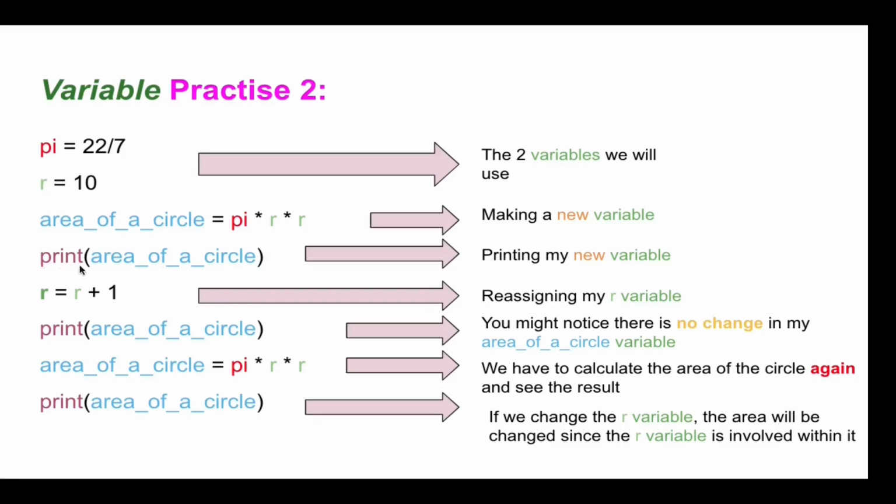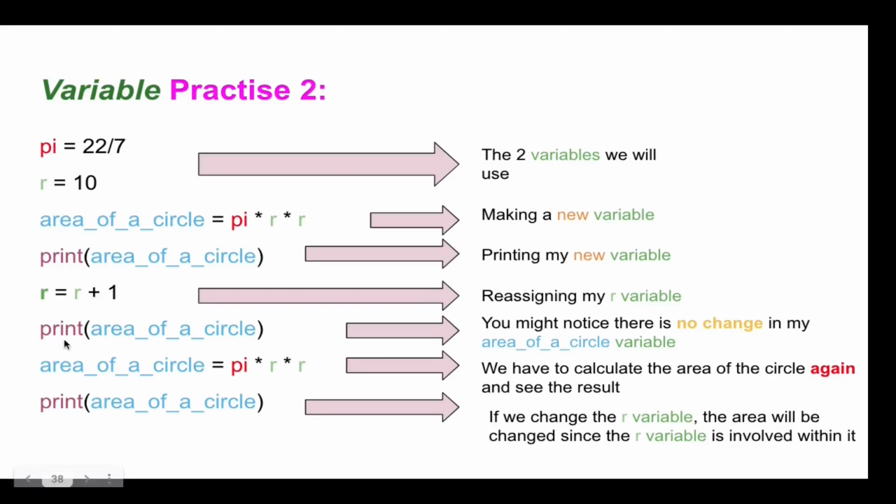So here you see I'm printing my variable out. Then I'm reassigning my r variable. This time I did r is equal to r plus 1, so it's just going to add 1 to r. If r is 10, it's going to do r plus 1, so 10 plus 1 is 11. The new value of r is 11.